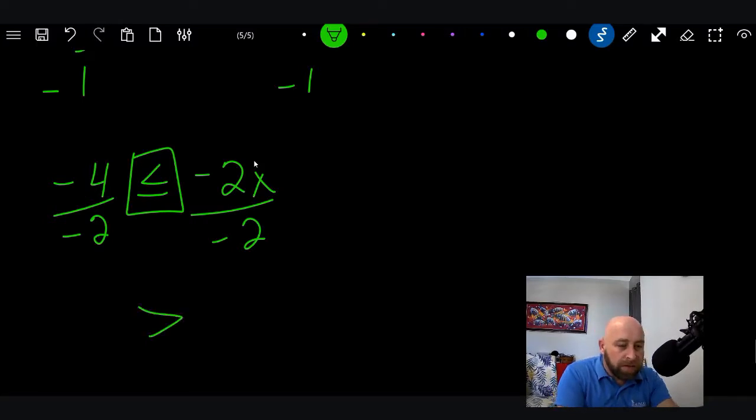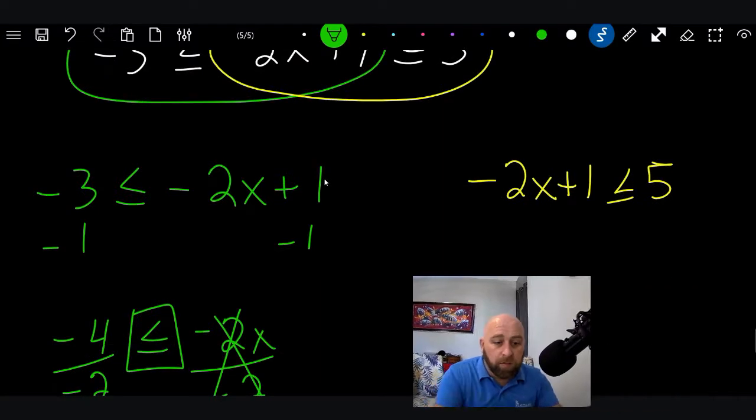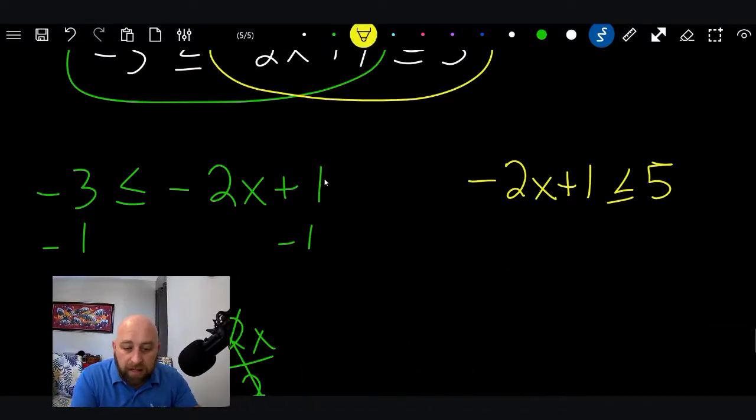So now my sign is greater than or equal to. That cancels. I get x on this side, and negative negative is going to make this positive. That's going to be a 2 over there, +2. Okay? All right. So now let's go to the yellow one, and we're going to solve the yellow one.